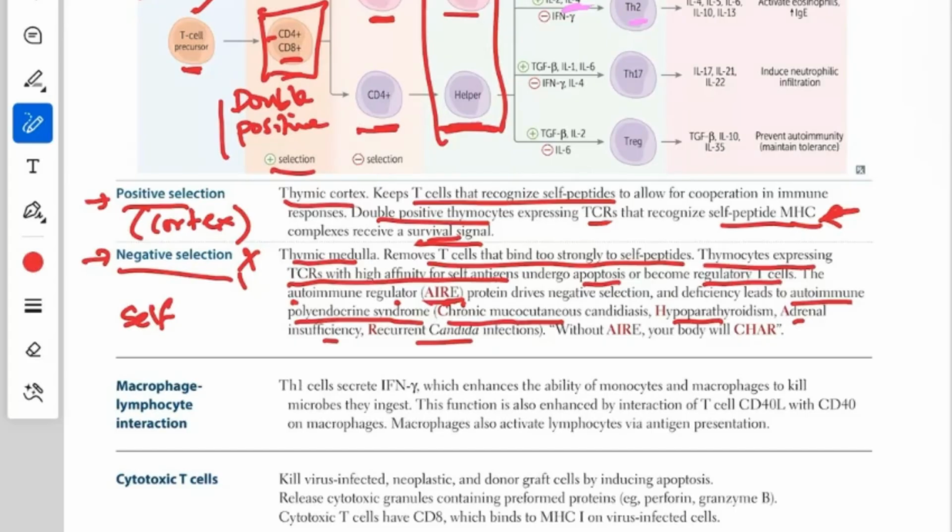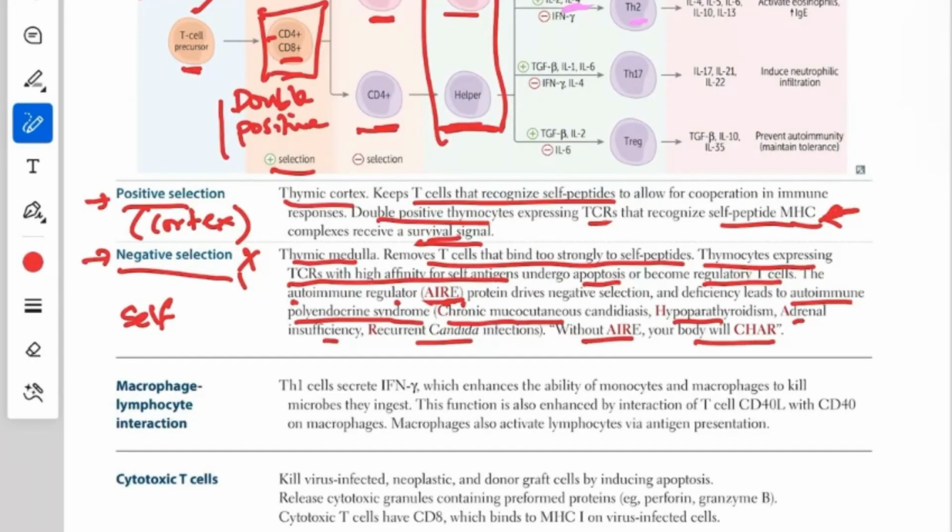So you have the mnemonic here: "Without AIRE, your body will CHAR." The C is for candidiasis, H for hypothyroidism, A for Addison's or adrenal insufficiency, and R for recurrent candida infections. Those are the conditions that result from the deficiency or mutations of the AIRE gene.